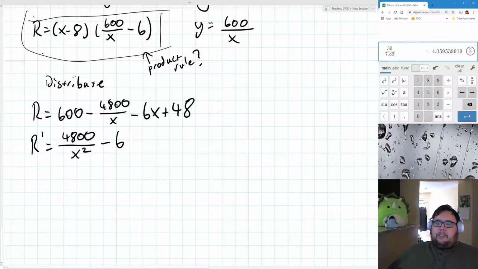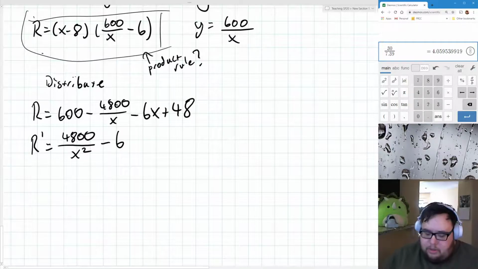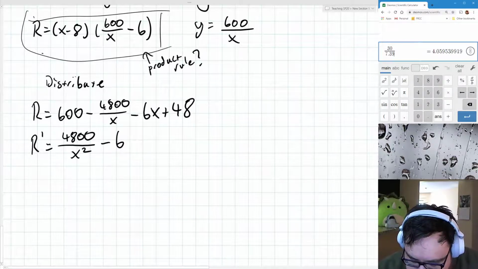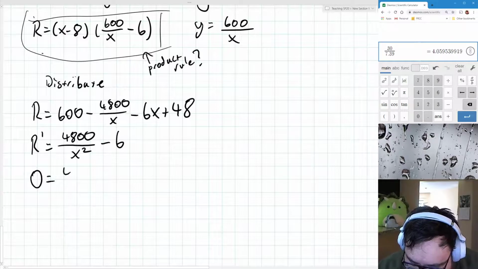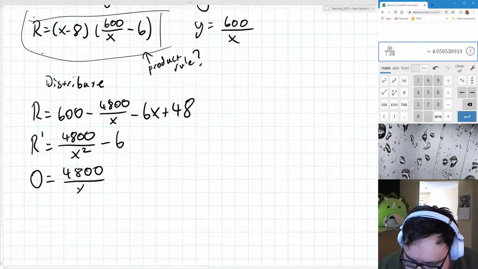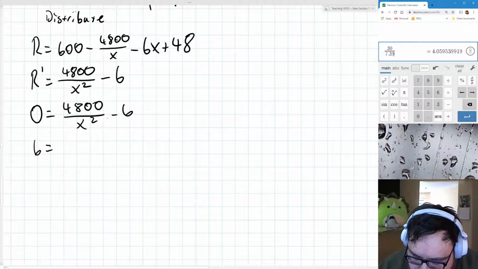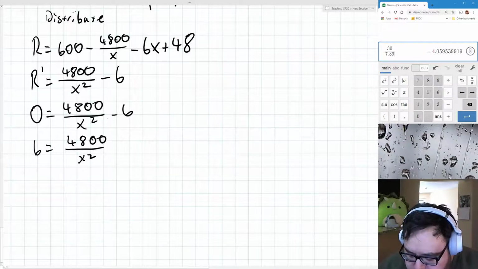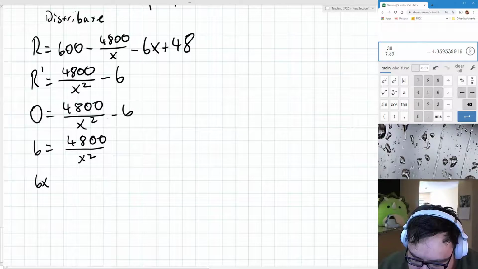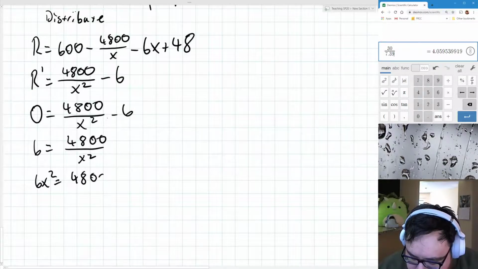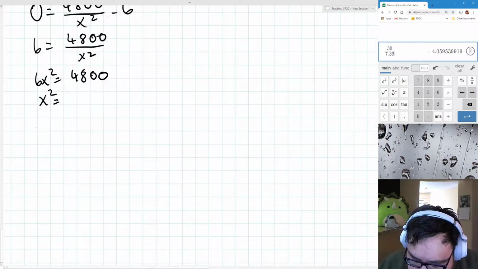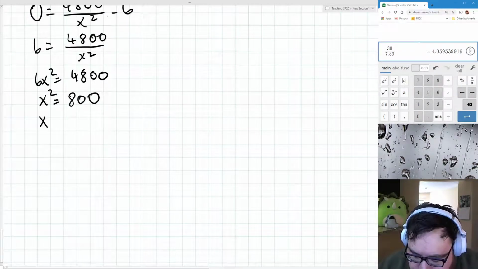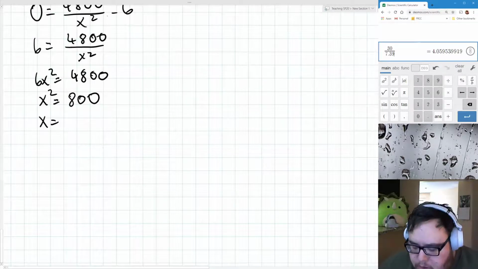Yes. Okay. So now we need to set this equal to 0. So that means that 0 is equal to 4800 over x squared minus 6. We add 6 to both sides. We get that 6 is equal to 4800 over x squared. And then we'll multiply both sides by x squared to get 6x squared is equal to 4800. Dividing both sides by 6 tells us that x squared is equal to 800. So x is equal to, I think this one ends up being 20 square root of 2.